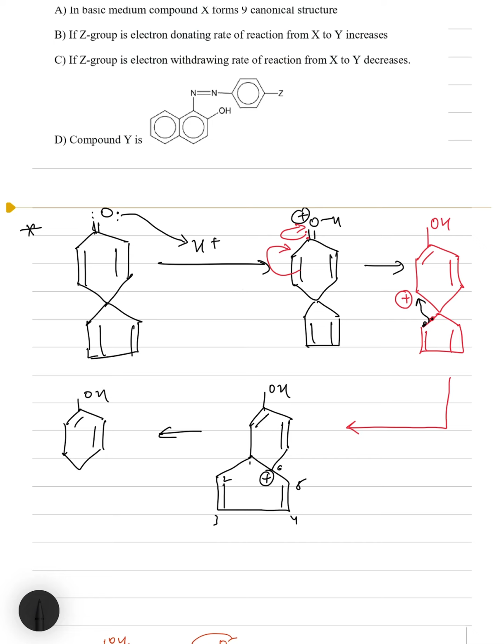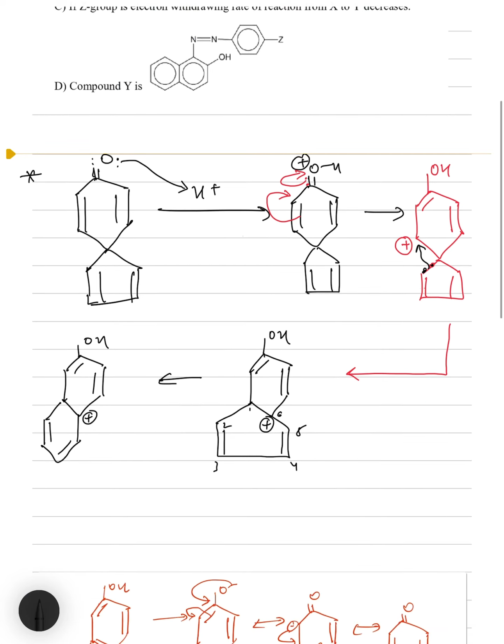OH here. If you draw it here, it will be like this, and here comes the positive charge, and here comes the pi bond, and here comes the hydrogen.